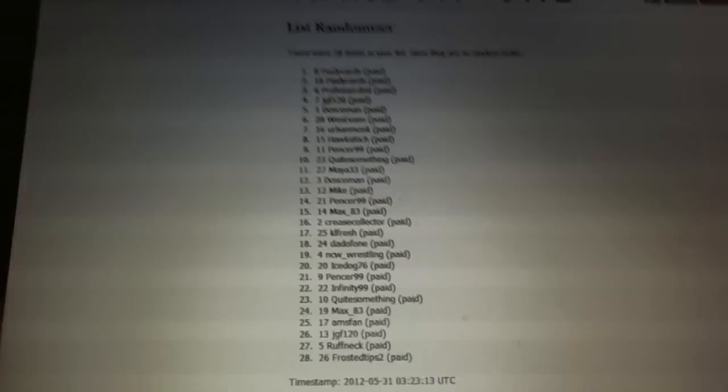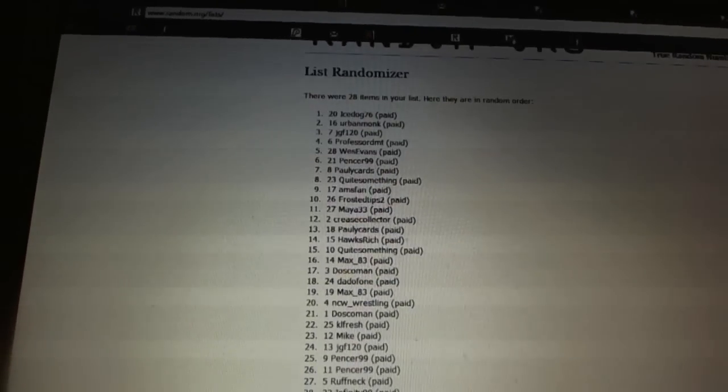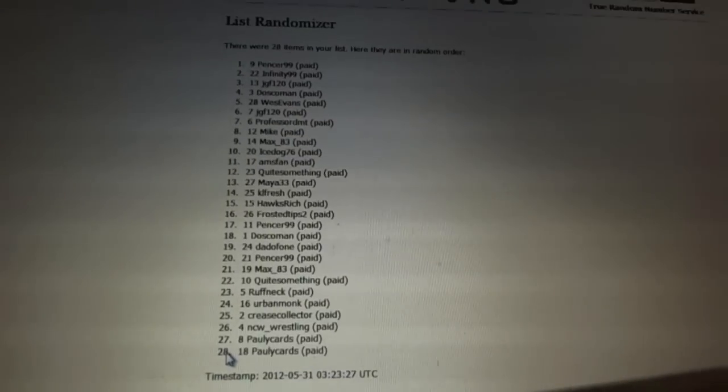The Sean Asham jersey black. One, two. Pencer 99.